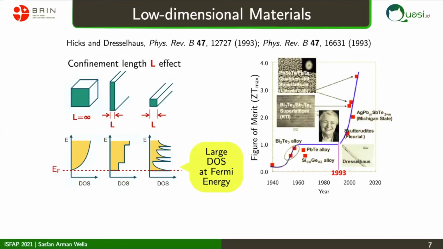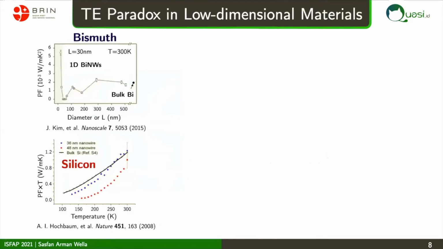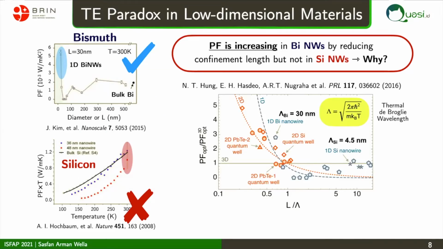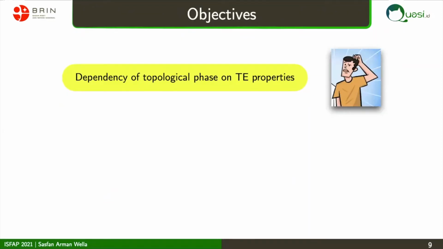In addition, Hicks and Dresselhaus suggested that by lowering the dimension of a material, we will obtain high TE performance due to the confinement length effect. However, there is a paradox in low dimensional materials when we see the behavior of the power factor by lowering the dimension of bismuth and silicon. Bismuth has a significant power factor, but silicon does not. Why? Theoretical studies try to explain this paradox. The power factor of any 2D or 1D material can be enhanced by lowering the confinement length to less than the thermal de Broglie wavelength. Actually, many efforts have been tried to enhance the TE performance.